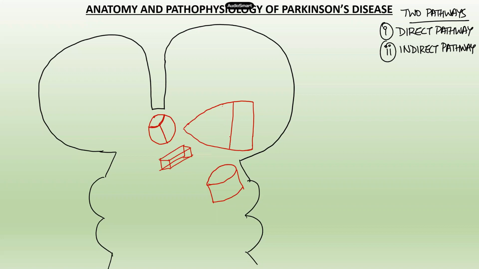Now, let me draw the divisions over here. This is your striata, corpus striatum, and here we have got your globus pallidus externa and globus pallidus interna.